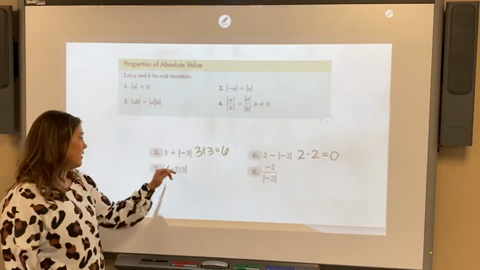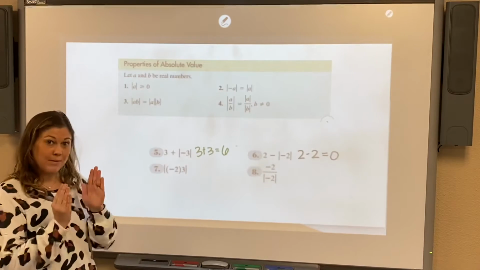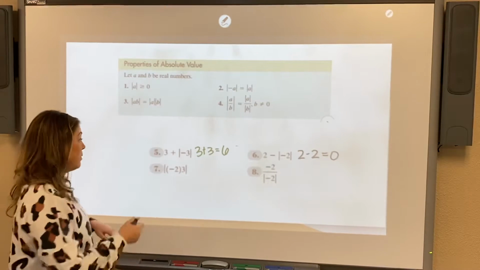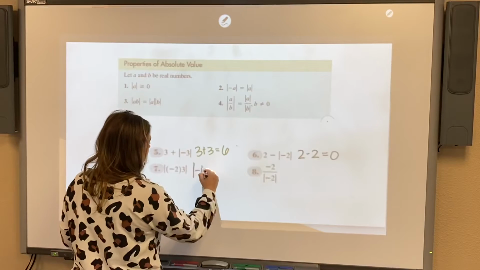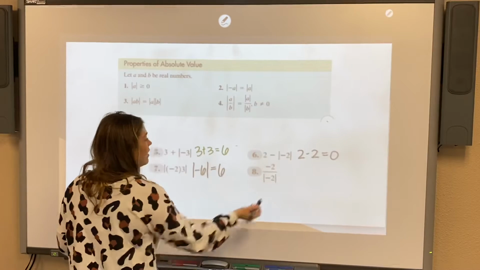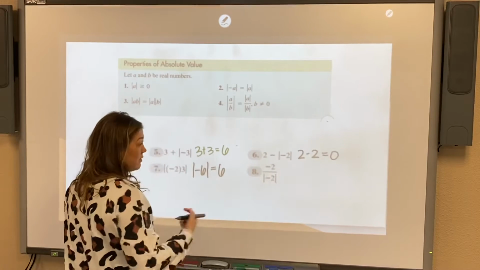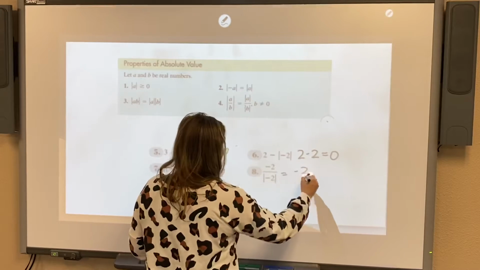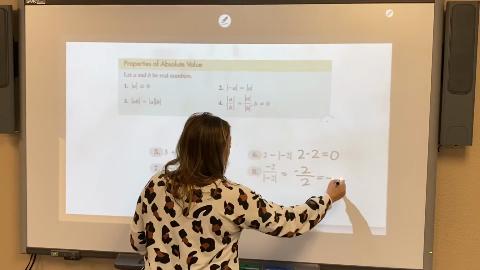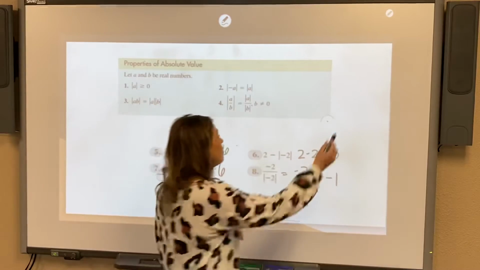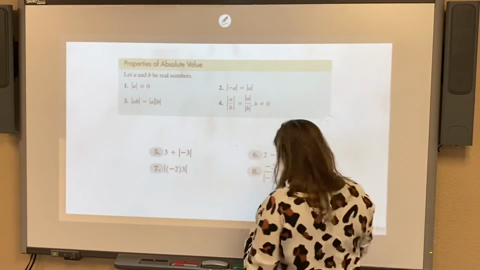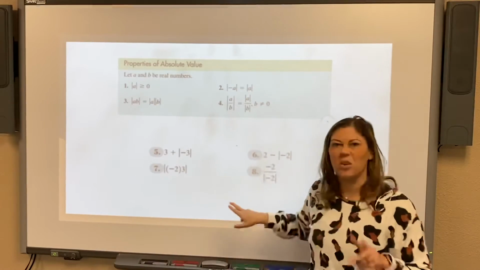Okay, here, negative 2 times 3 inside of absolute value, so we're going to simplify that. That would be a negative 6. The absolute value of negative 6 equals positive 6. And then negative 2 divided by the absolute value of negative 2 would just be negative 2 divided by 2, which is equal to negative 1. Okay, so just simple. The absolute value of any number is a positive, and just kind of a quick little review over that.